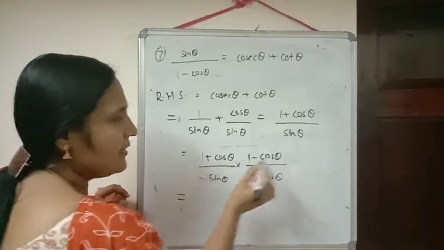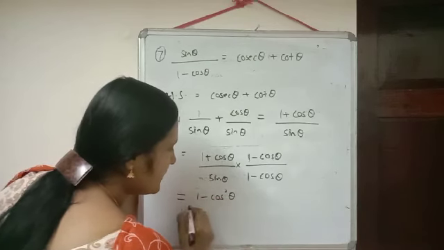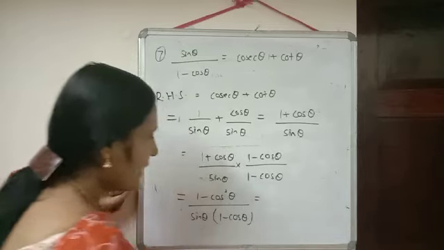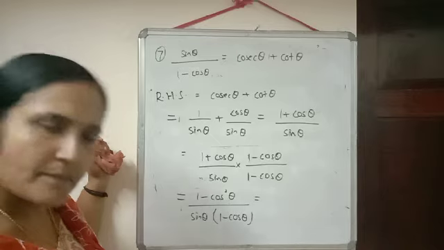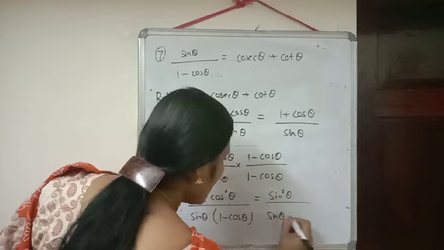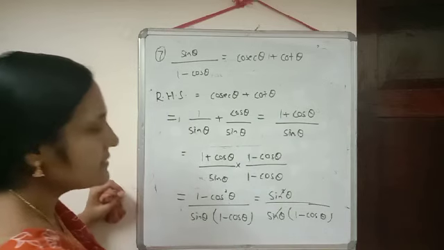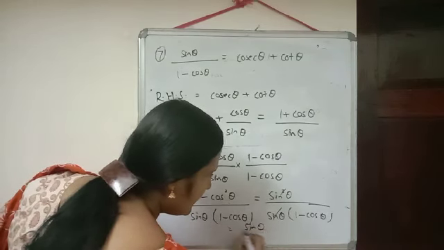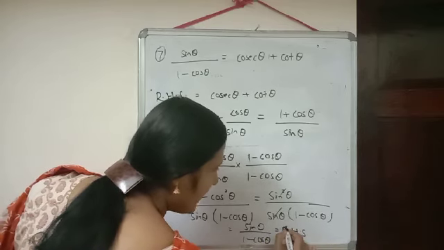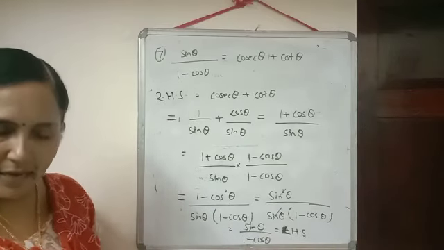1 plus cos theta into 1 minus cos theta will be equal to 1 minus cos square theta by sin theta into 1 minus cos theta. And what is 1 minus cos square theta? Sin square theta. So we are getting here sin square theta by sin theta into 1 minus cos theta. One sin theta will get cancelled. So we will get here sin theta by 1 minus cos theta, which is equal to our left hand side. So either you can simplify left hand side or you can simplify right hand side.